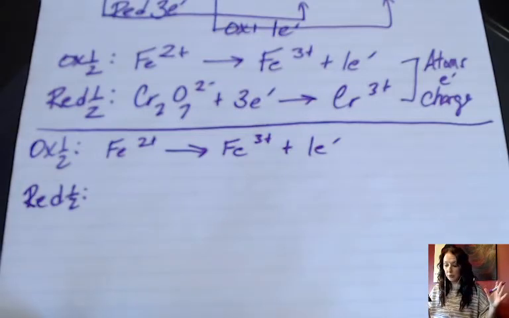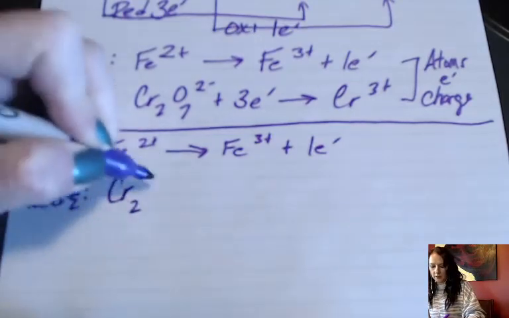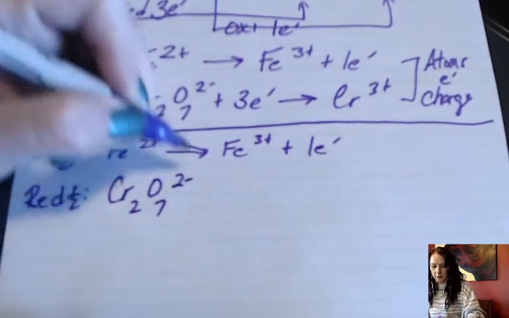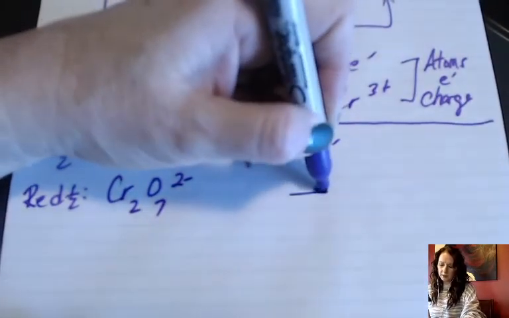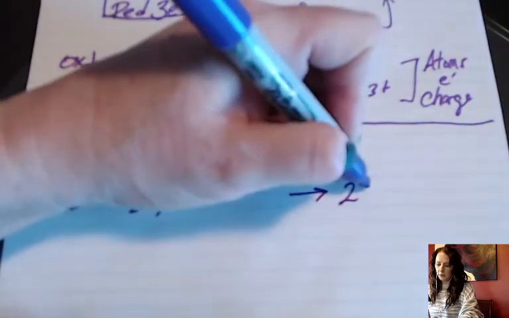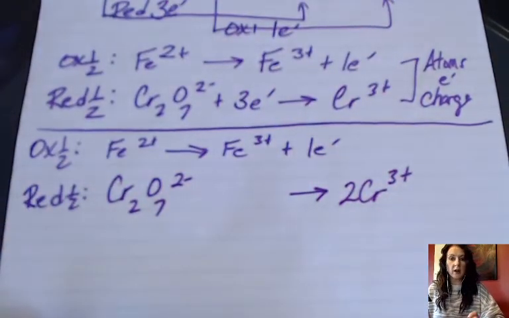Otherwise, when you get down to balancing the charge, it's not going to work out. You're going to be confused and you're going to be like, where did that go? Why is this not equal? This is why. So I'm changing the number of chromium, Cr2O7 2 minus. I'm going to leave my electrons for a second. I'm going to leave a big space here, and I'm going to put 2 Cr3 plus, so that my chromiums are now the same.